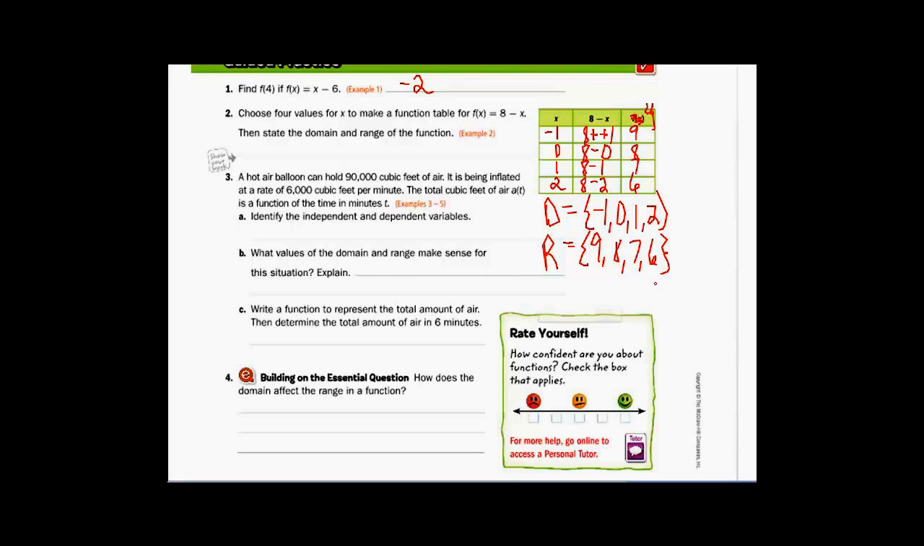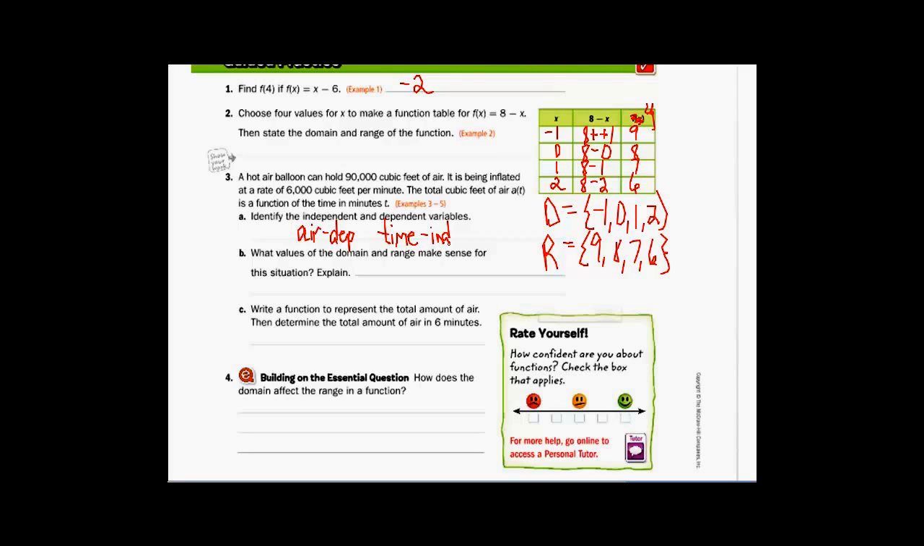So number 3, a hot air balloon can hold 90,000 cubic feet of air and is being inflated at 6,000 cubic feet per minute. Total cubic feet of air is a function of the time. So air is a function of the time. So that means that air is dependent. So air is dependent because it depends on how long you inflate it, right? So that means that time is independent.